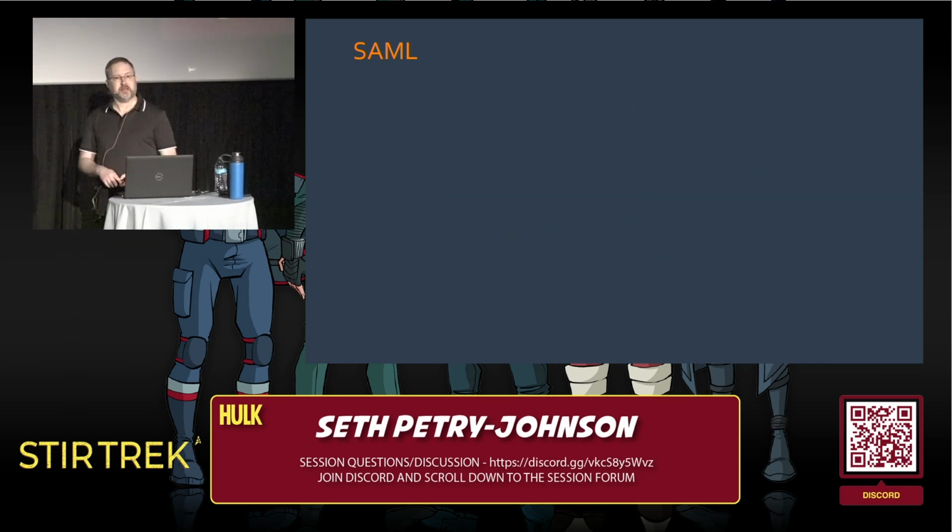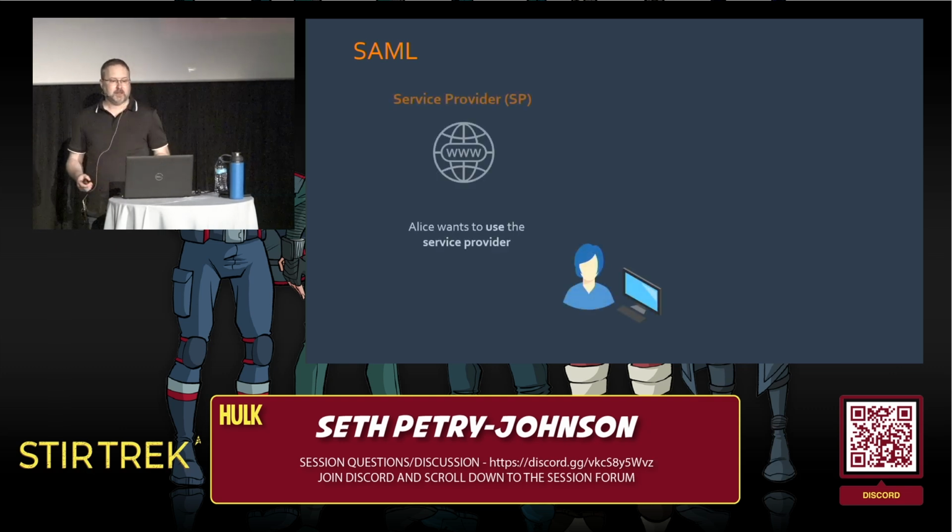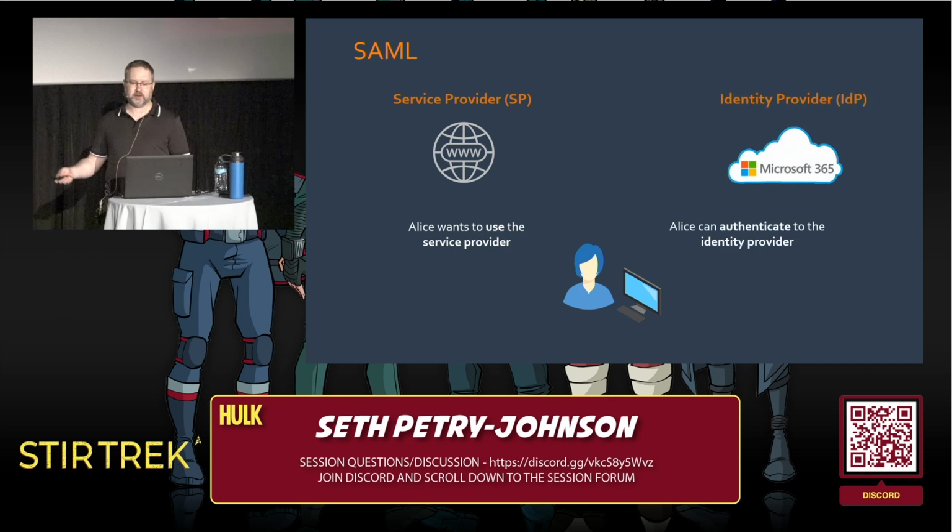There are 3 parties in a SAML scenario. The first is the user that wants to do something, and we'll use Alice again. The second is the service provider. It's the website Alice wants to access. And the third party is the identity provider, which is the website that is responsible for authentication.